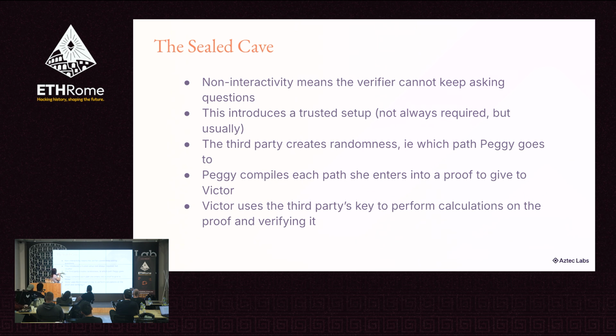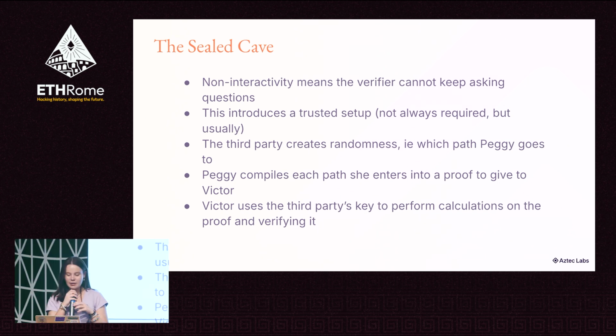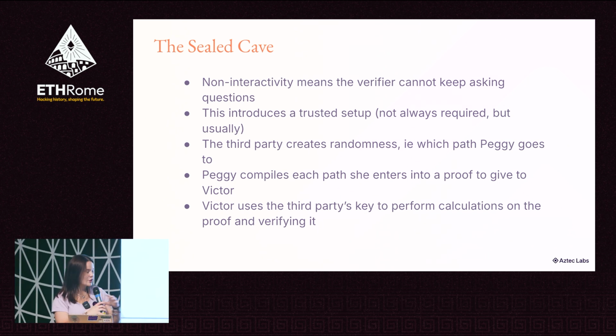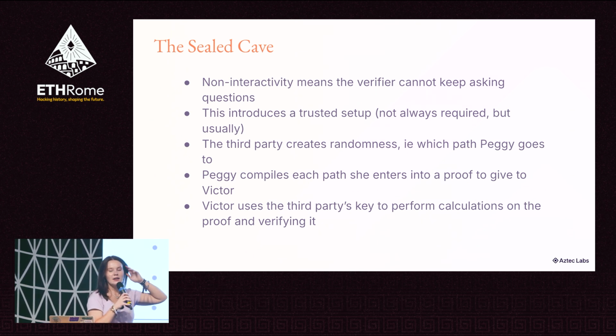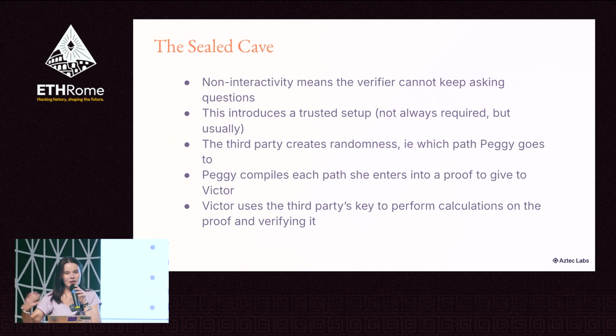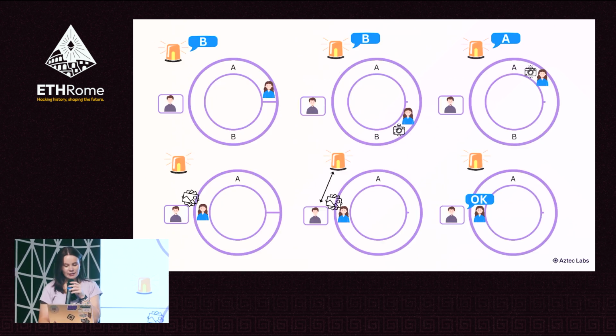This third party creates randomness, so Peggy can randomly do stuff, and then Victor uses this third party as well to help verify the proof that Peggy passes to it. So you can have your trusted setup decentralized. Obviously, I've got some questions about that recently, but yeah, the trusted setup is something that you trust, but it can also be in a decentralized way.